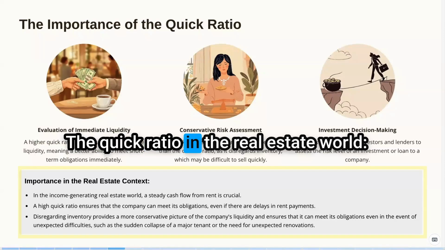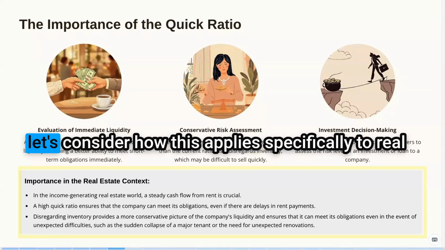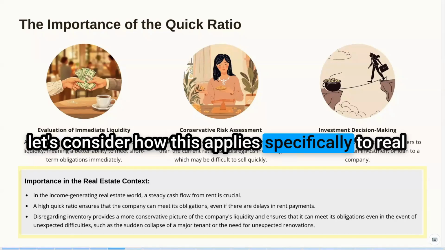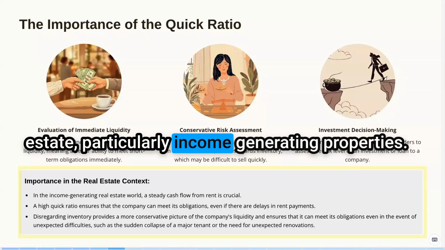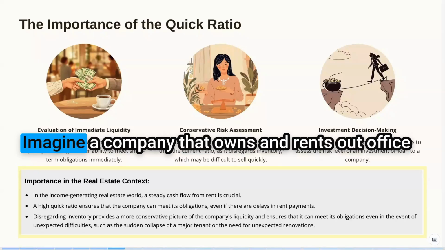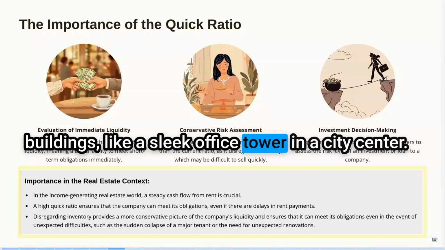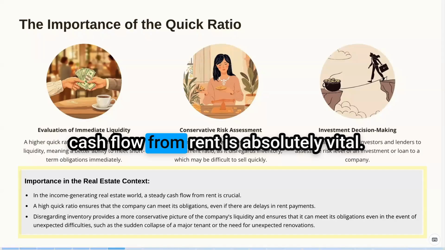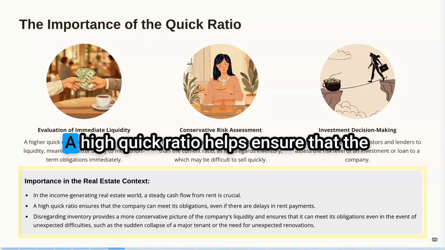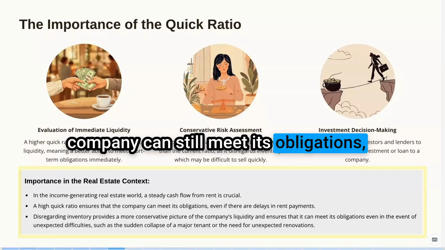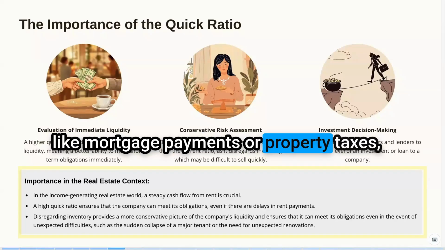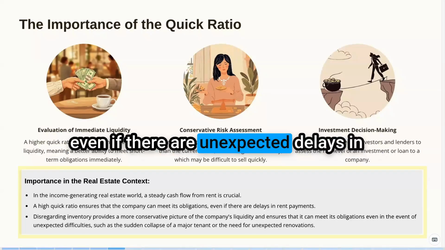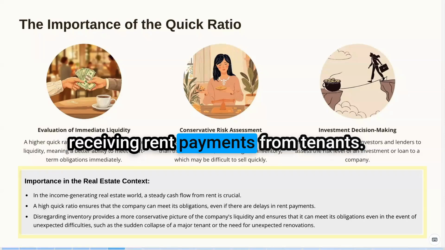The quick ratio in the real estate world. Let's consider how this applies specifically to real estate, particularly income-generating properties. Imagine a company that owns and rents out office buildings, like a sleek office tower in a city center. For this kind of business, a steady cash flow from rent is absolutely vital. A high quick ratio helps ensure that the company can still meet its obligations, like mortgage payments or property taxes, even if there are unexpected delays in receiving rent payments from tenants.